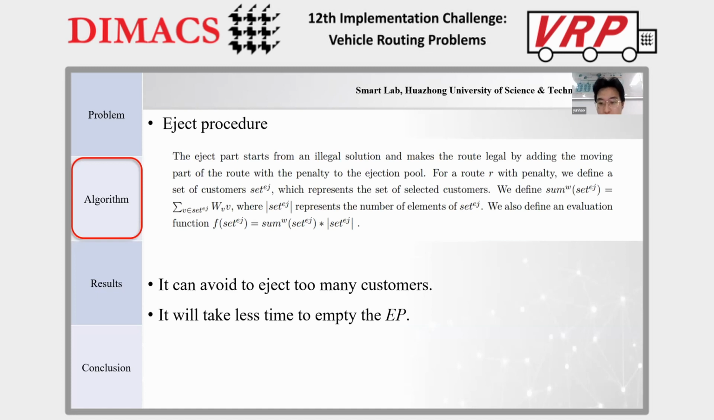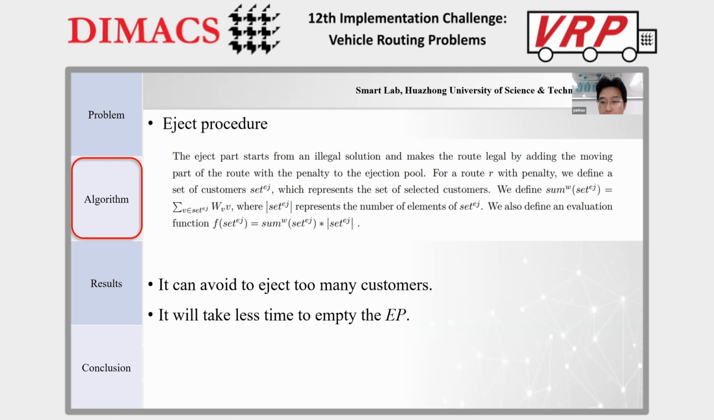The eject part starts from an infeasible solution, and aims to make the solution feasible by removing part of the customers to the ejection pool. For a route with penalty, we define a set of customers called set EJ, which represents the set of customers to eject. We define the sum of weights of customers.